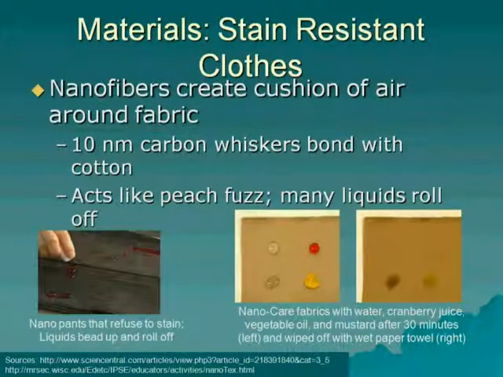A cushion of air is created about the fabric, and such clothes are produced which are almost stain resistant. As you know, a stain is a discoloration that can be clearly distinguished from the surface, material or medium it is found upon. In the first figure you may observe pants that refuse to stain, and the second figure is very interesting. Very hard stains are just removed and wiped off with a wet paper towel.